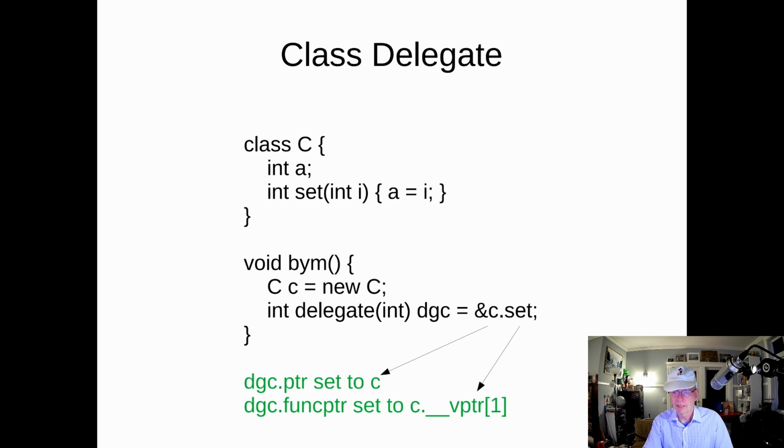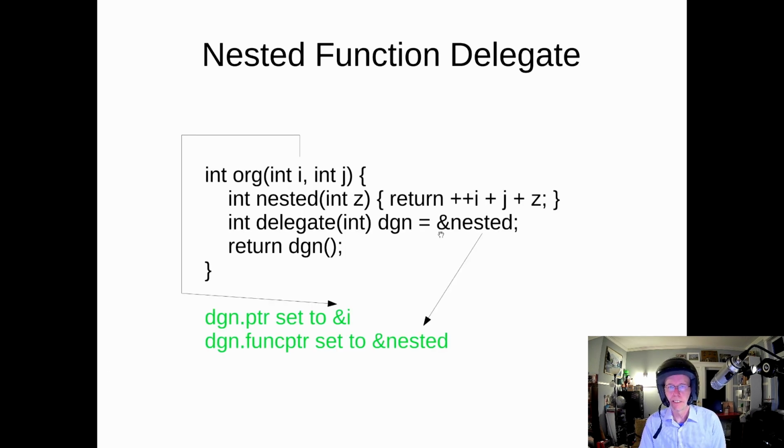Now the address of the function is set by accessing the pointer to that function that is in the vtable, and the vtable is accessed through the vpointer member of the class C. And the next kind of delegate is the nested function delegate.